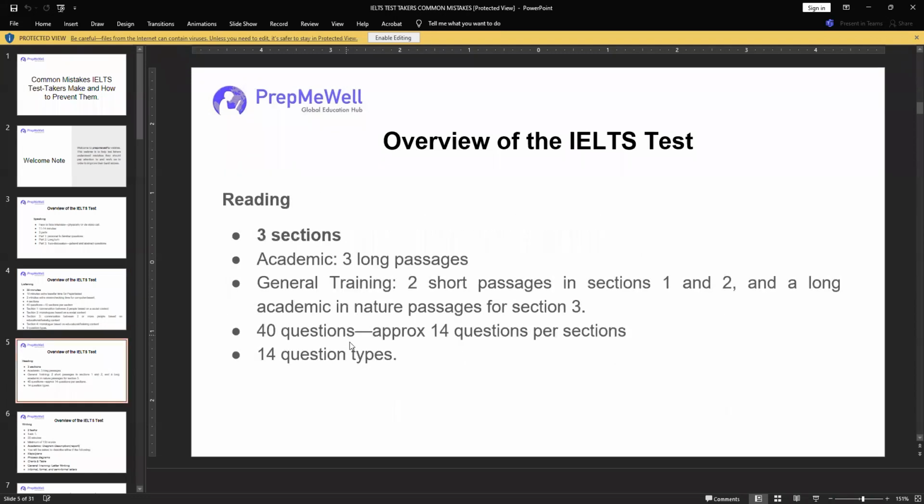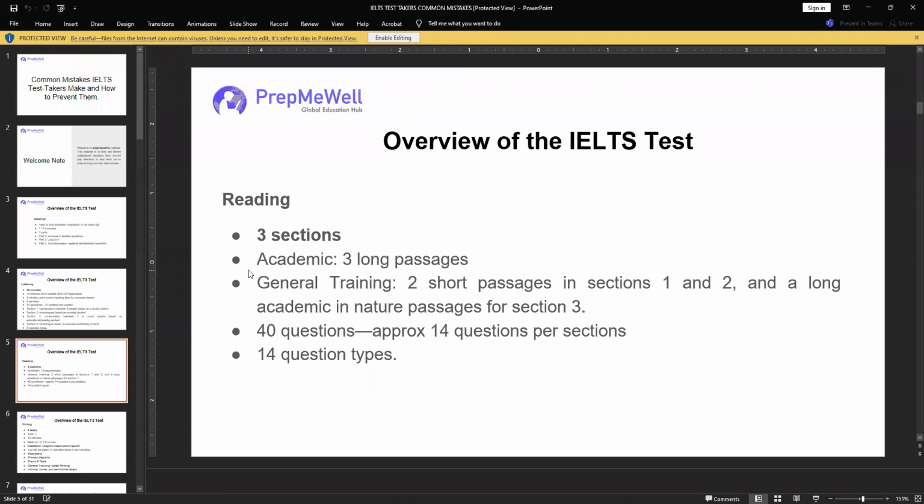So for the reading, we get 3 sections. For the academic exam, you would be given 3 long passages. For the general, you're going to get 5 passages: 2 short passages in the first section, 2 short passages in the second section, and 1 long passage in the third section. For all, you'll get 40 questions, with a maximum of approximately 14 questions per section.